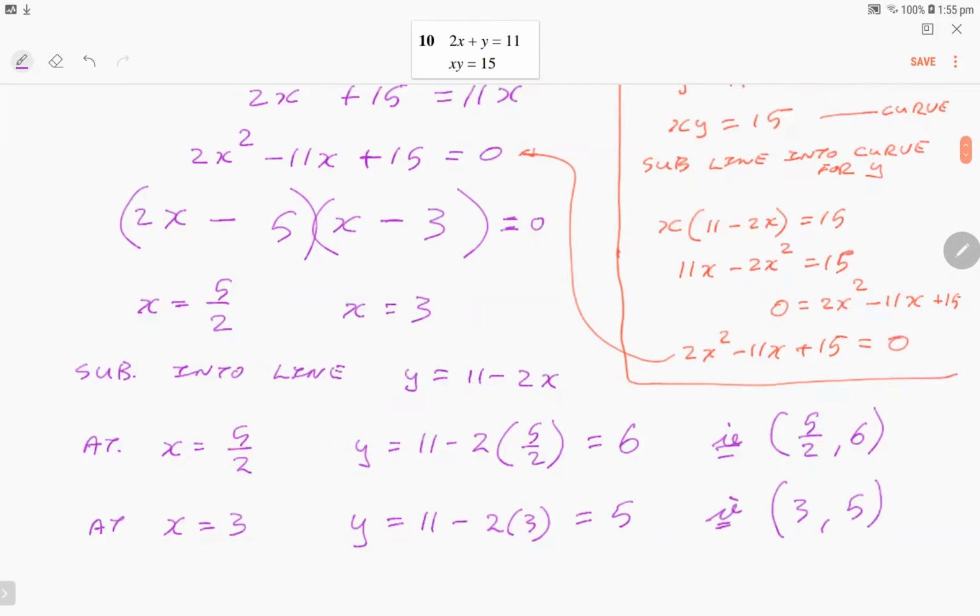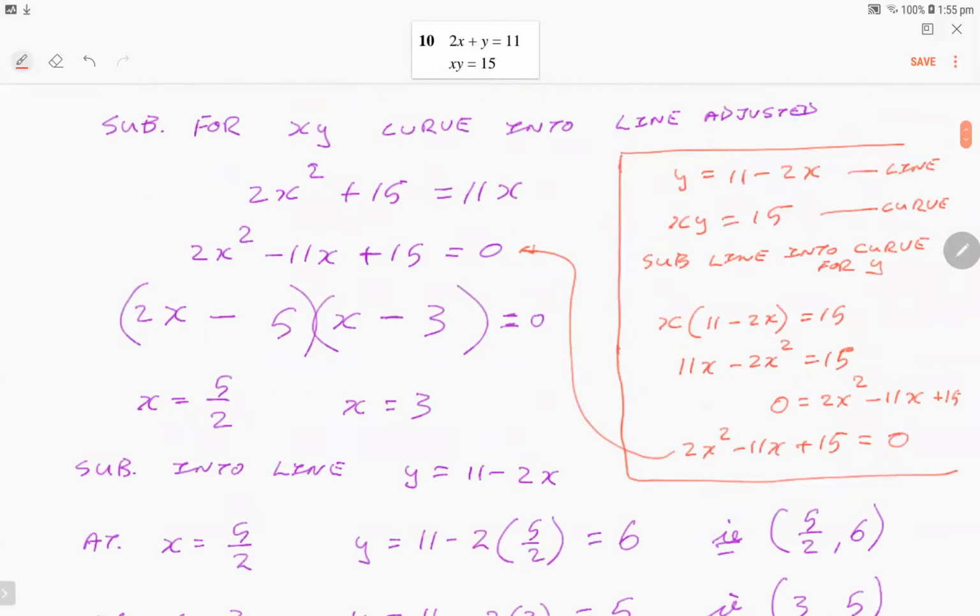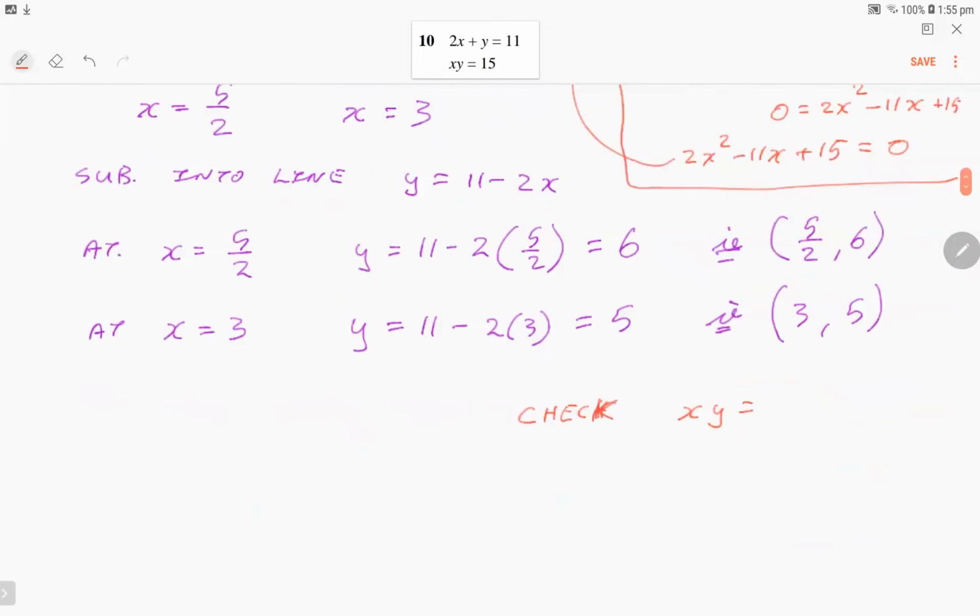And we can check them. Sometimes I go to check them in the other equation. Since we used the line to find them, we can check them in the curve equation, which is xy equals 15. Yeah, xy equals 15. So we can check them in xy equals 15 to see if they work. All right. So the first one, which is 5 over 2, 6. Check and see if xy equals 15. 5 over 2 times 6.